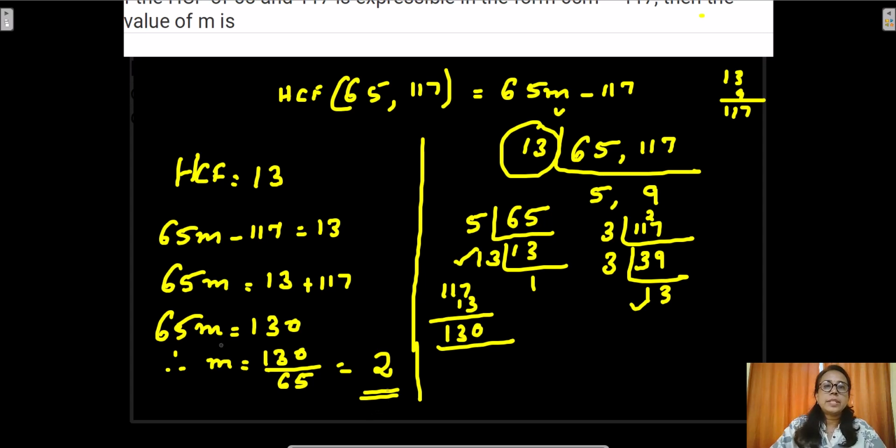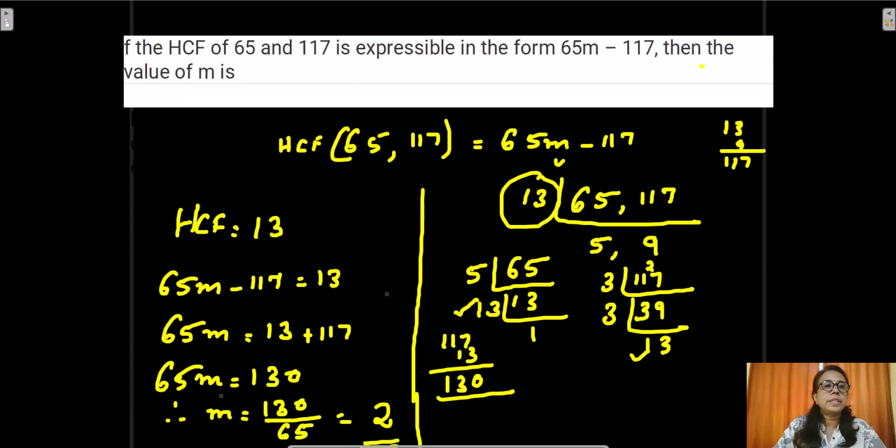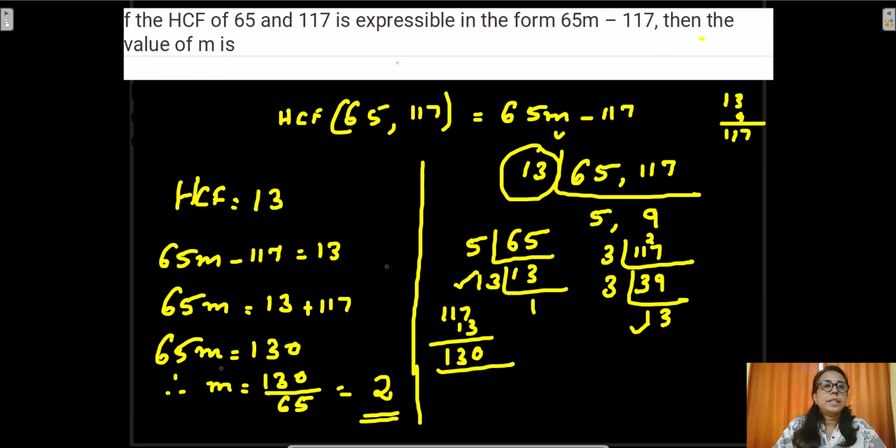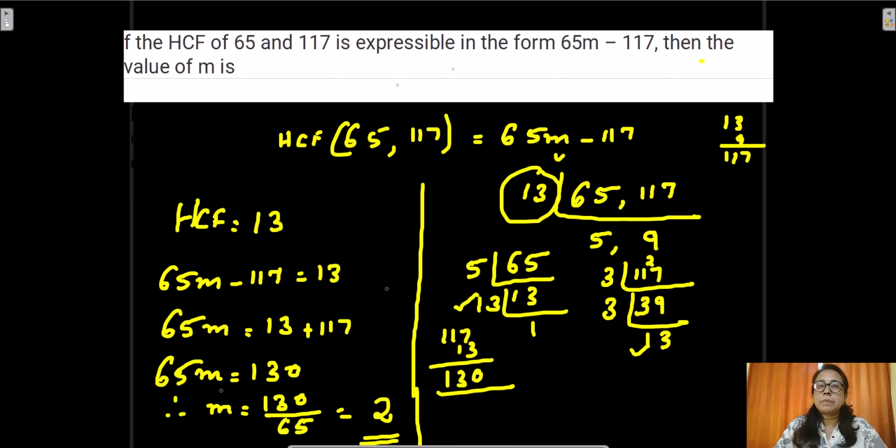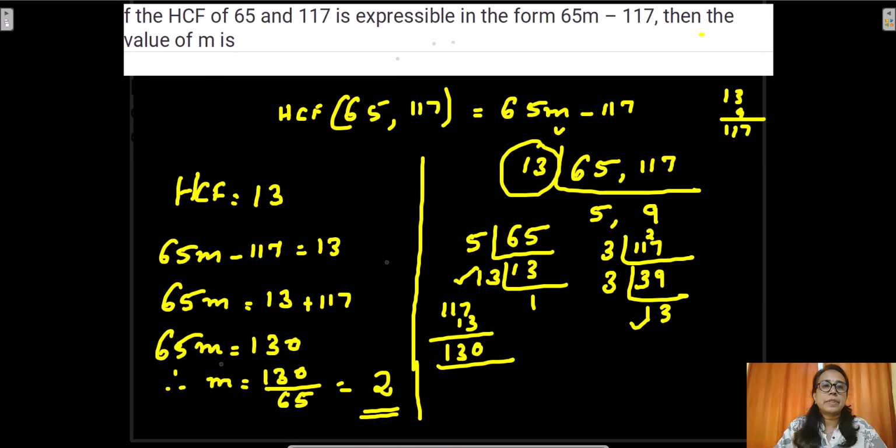The question is to find the HCF, then find m. That is, if the HCF of 65 and 117 is expressible in the form 65m minus 117. So you have to find the HCF first. It's an important question. It is repeated many times. This type of question is not given in your textbook, but it is repeated, children. Find the HCF of 65 and 117. You can see 13 is a common factor, right? HCF is equal to 13.